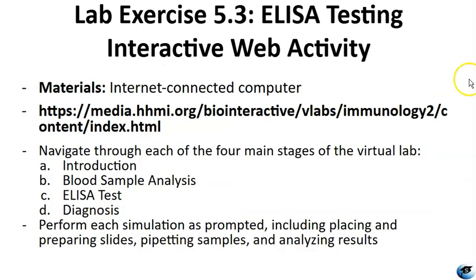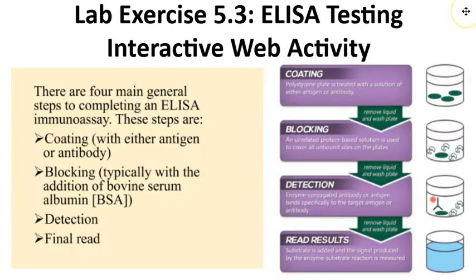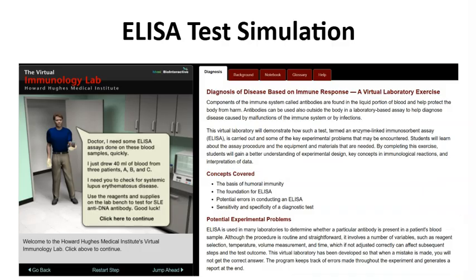Now, finally, for lab exercise 5.3, the ELISA testing interactive web activity. So first you want to navigate to this site here. Then the virtual lab is divided into 4 main stages that you will complete step by step. Make sure you go through the introduction where you will get an overview of ELISA testing and how it's used to detect antibodies. Then you will do a blood sample analysis where you're going to practice preparing and analyzing blood samples for testing. You're going to do the placing and preparing of slides.